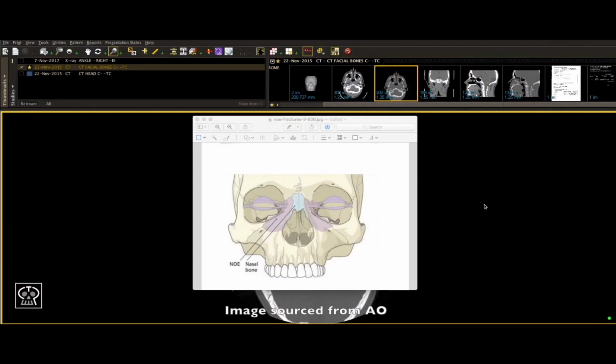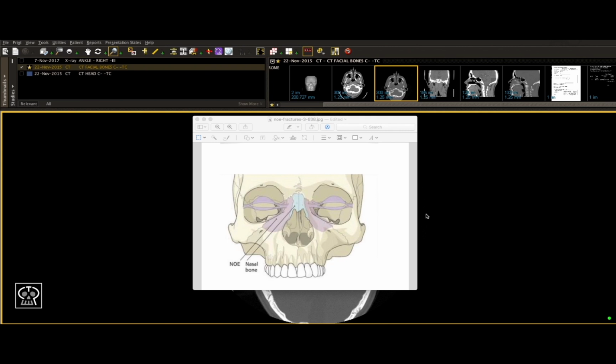As we move on to NOE fractures, or naso-orbital ethmoidal fractures, before we look at a CT scan, it's important to visualize the anatomy and understand what we're looking at. As we'll learn in this module, the nasal, orbital, and zygomatic bones are all intricately related, and thus fracture of one can cause fracture of many others.